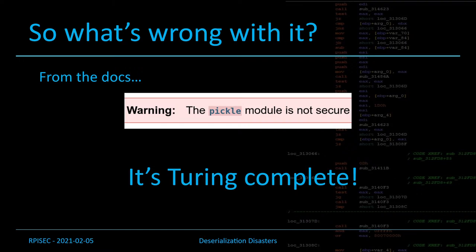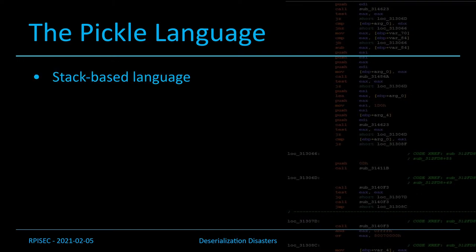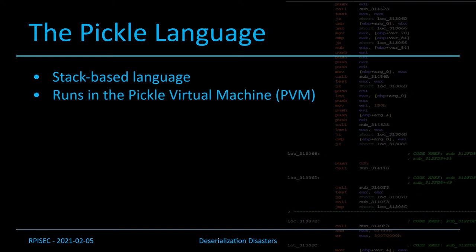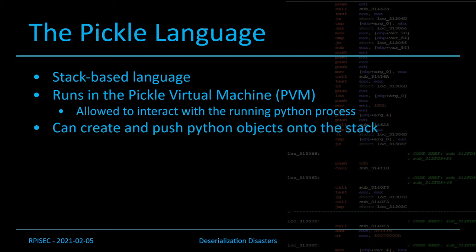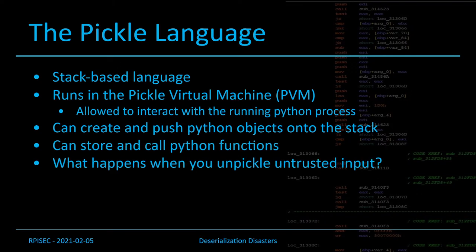Well, one interpretation is that it is Turing complete. It will do anything. But how does it do anything? It feels like to program things, Turing complete systems, you need a programming language. Fortunately, Pickle delivers. It is a stack-based language, which runs in the beautifully named Pickle virtual machine. And it can interact with the currently running Python process. It can create and push Python objects onto the stack. It can store and call Python functions.